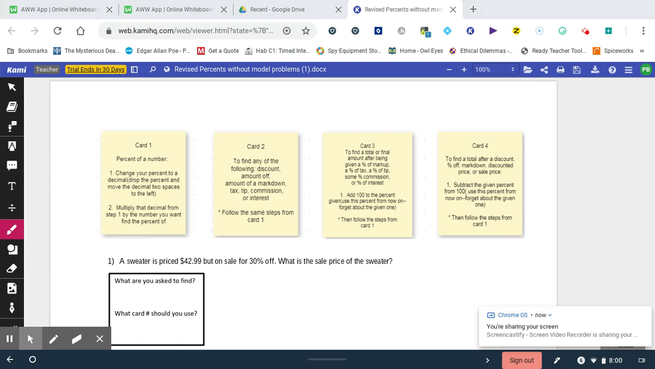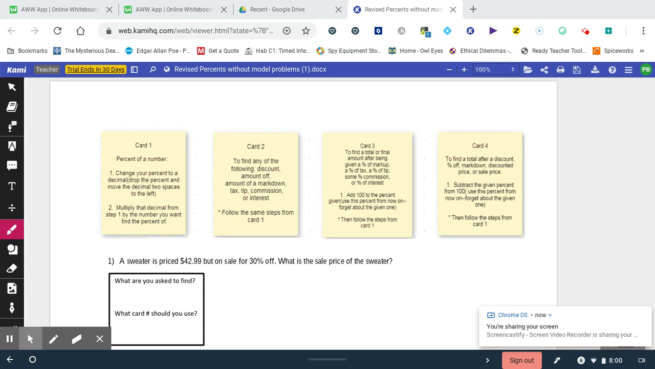All right, so for this lesson, we're going to be looking at percents of numbers, sale prices, discounts, taxes, tips, commission, interest, things that deal with percent. All right, so I have 4 cards at the top, and we're going to talk about each card before we actually look at some examples.